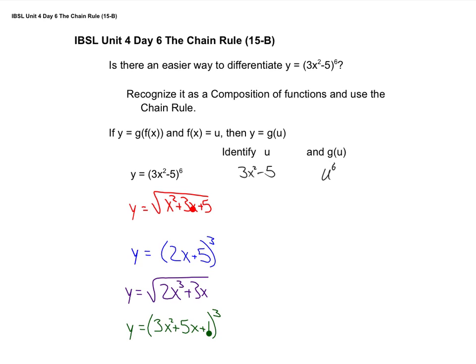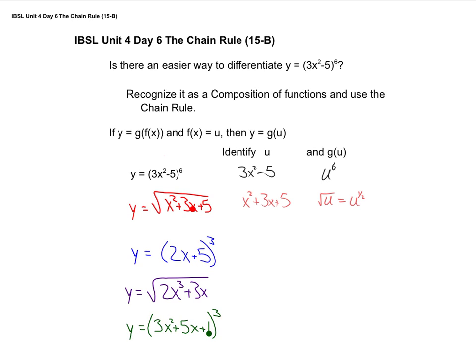Alright, now we have this one. The inner function on y equals the square root of x squared plus 3x plus 5 would be what? What's the inner function? Yeah, x squared plus 3x plus 5. And the outer function? Yeah, it's the square root. Now, if I'm going to take the derivative of this eventually, how would I want to rewrite this? U to the 1/2. Very good, u to the 1/2. That's a good habit to get into as you're working through these.